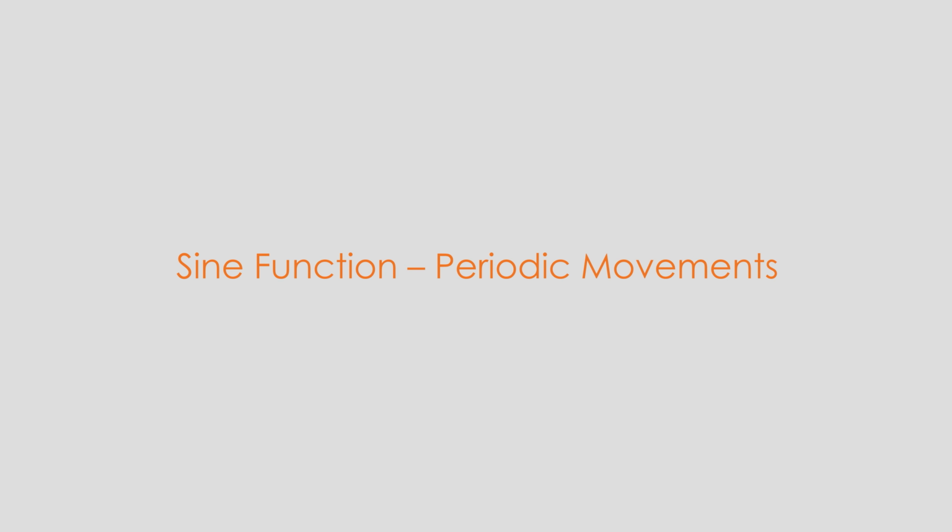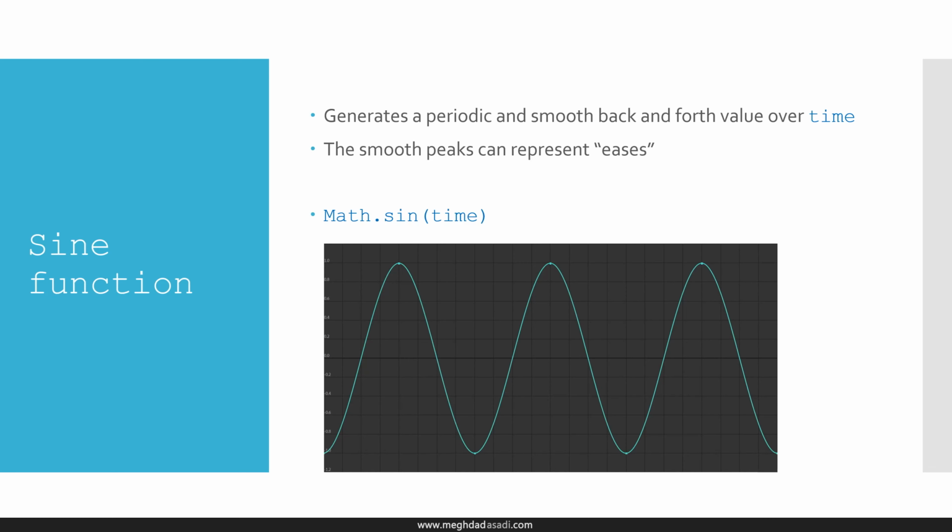My next favorite expression is the sine function. The sine expression is coming from the sine function that we use in math. That's why when we want to write that inside After Effects, we have to look for that sine function inside the math library. And the nature of the sine function is that it generates a periodic and smooth back and forth value for any given attribute that we want.